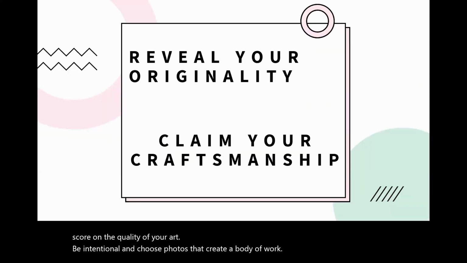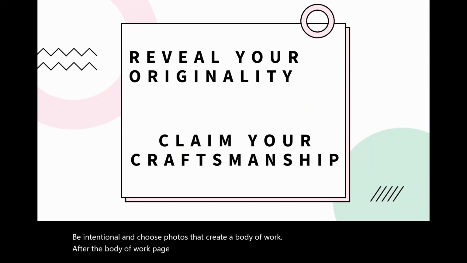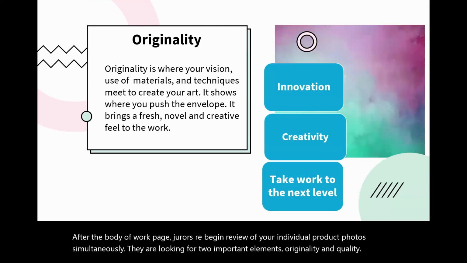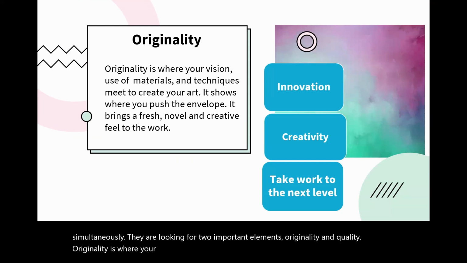After the body of work page, jurors begin review of your individual product photos. Simultaneously, they are looking for 2 important elements: originality and quality. Originality is where your vision, use of materials, and technique meet to create your art. It is the unique perspective and interpretation you bring to your art.